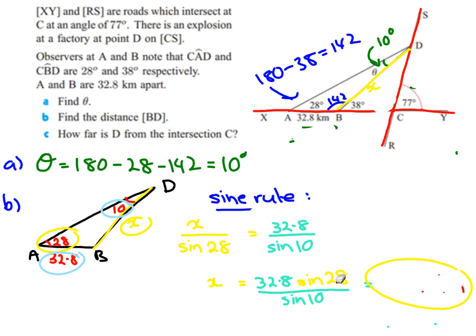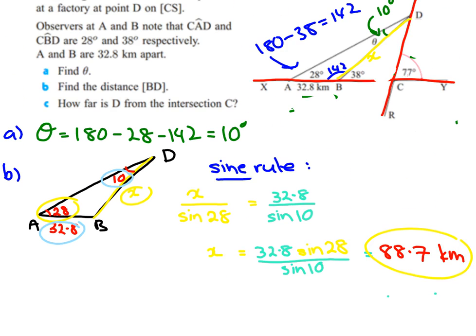Plug it in the calculator, use your nice fraction button to do that. And to 3 sig figs, because we're quoting an answer, find the length BD. It's our final answer here. 88.7 kilometers is the length of BD.